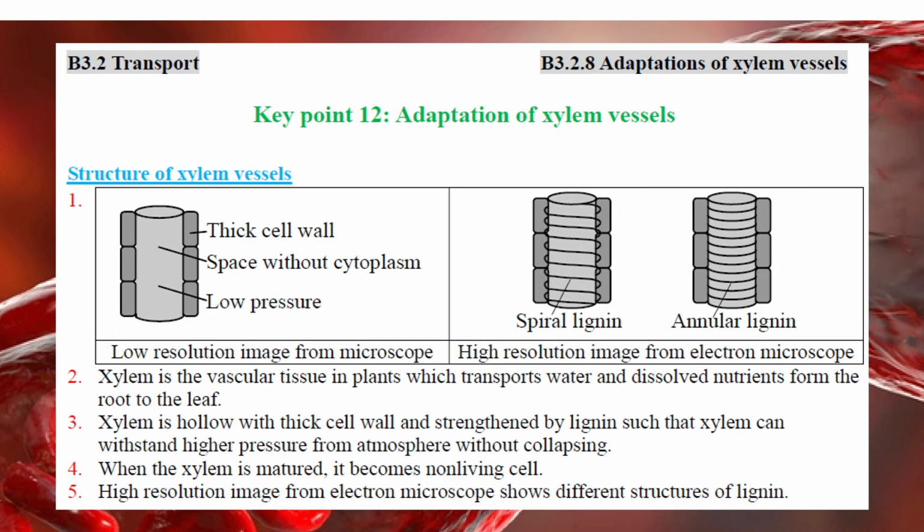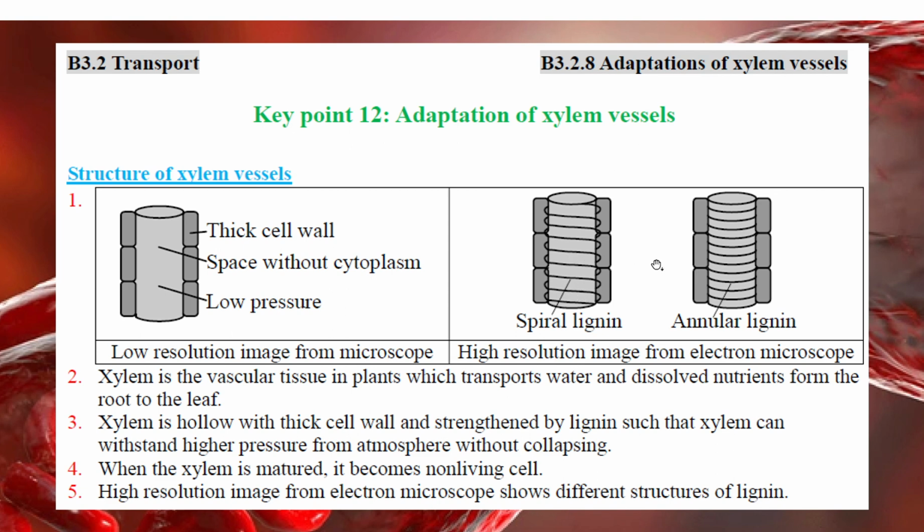And also about the adaptation of the xylem vessel. Xylem vessel is hollow, right? It lets the water go through it by cohesion and adhesion. Since it's hollow, it has a low pressure, right? So it has to have a thick cell wall to withstand the pressure difference of the surrounding. And a thick cell wall is not enough. We find out there is some lignin.